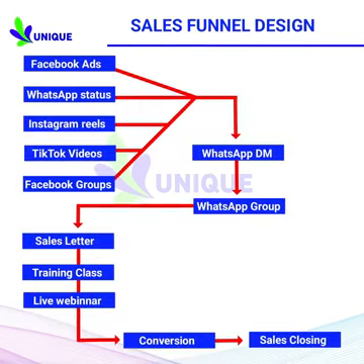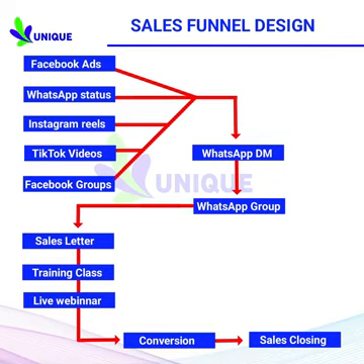Alright guys, so this is the sales funnel design. Now remember, in your sales funnel we have four stages. We have the awareness stage, the interest stage, the decision stage, and the action stage. So this is how a sales funnel structure looks like. As you could see, this is Facebook ads, WhatsApp status, Instagram reels, TikTok videos, Facebook groups. So these are various means in which you could generate traffic to your WhatsApp DM. As you could see, the arrow is pointing this way. So after generating traffic from Facebook, WhatsApp, all this traffic comes to your WhatsApp DM.